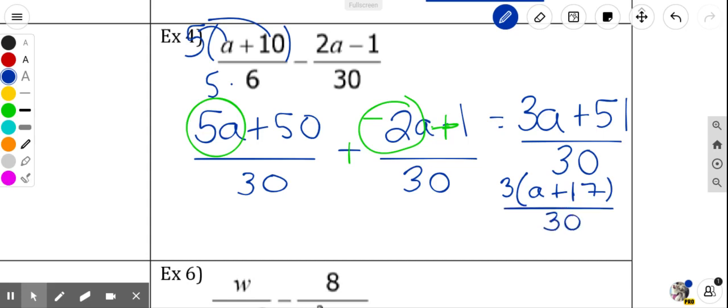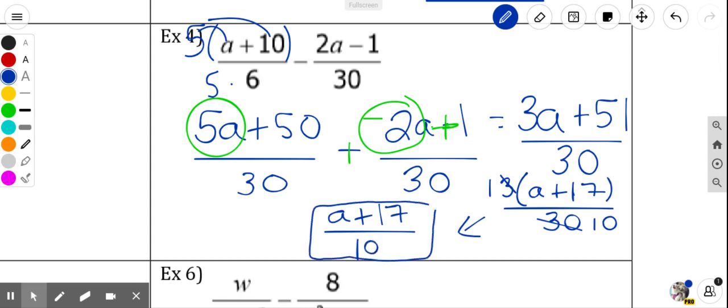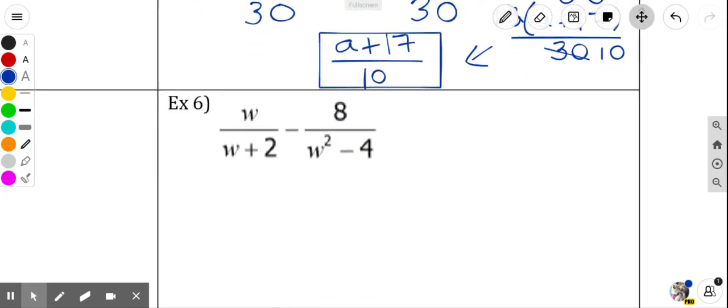And then lastly, the 3 and the 30 can simplify. So that's going to be a 1 on the top and a 10 on the bottom. So then I guess your final answer right over here would be a plus 17 over 10. Okay, so there's your answer for number 4. We're going to do one more on the front before we go over to the back.